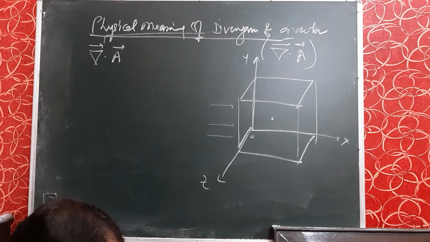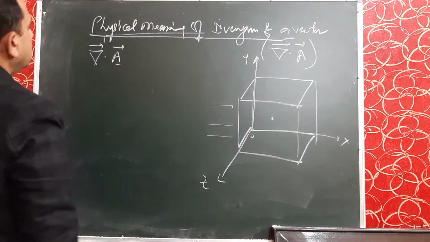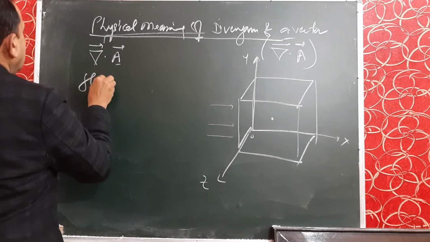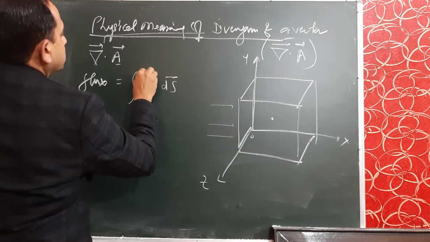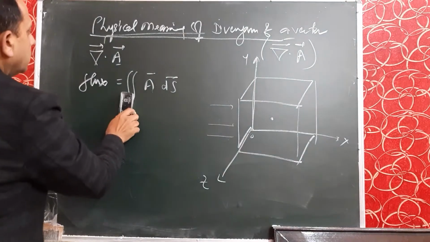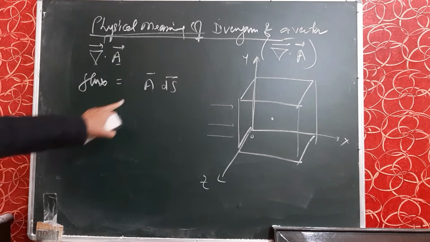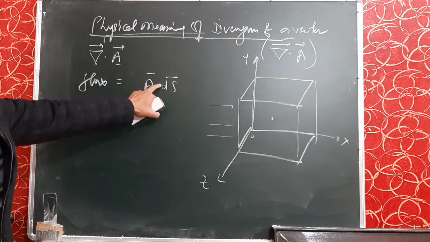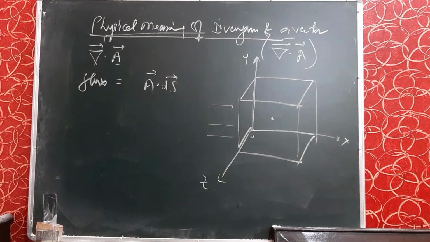I am taking the example of any flux, let it be A. So what is flux? You know that flux is the integral of any vector dot ds. This is the definition of total flux, or in short, the small flux is A dot ds or E dot ds. Any electric field or magnetic field or any vector dot multiplied with ds, the surface area. This is the definition of flux. So we will consider three cases of flux.